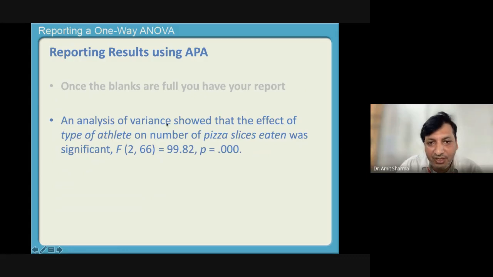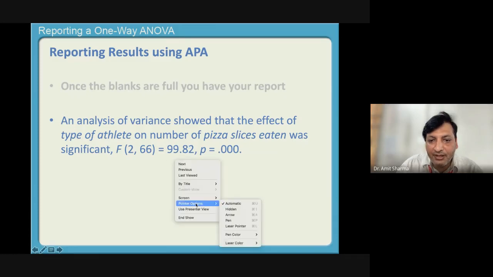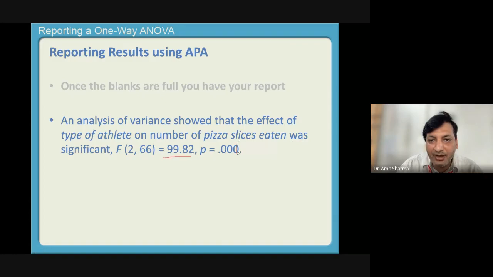An analysis of variance shows that the effect of type of athlete on number of pizza slices eaten was significant, comma, F in brackets 2 and 66 bracket close is equal to 99.82. This is the value of F. The P value, you should make it less than .001. And the degrees of freedom between and within.